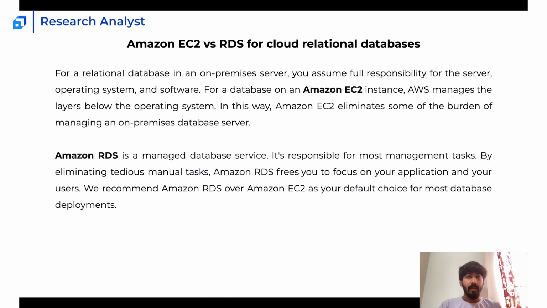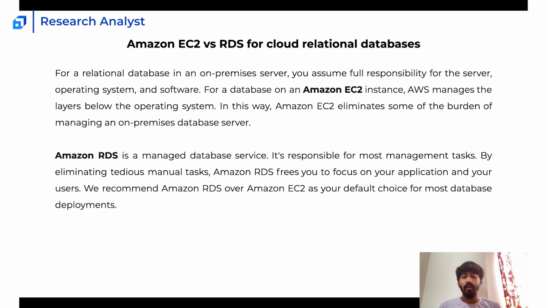So let's compare EC2 versus RDS for cloud relational databases. We've already seen EC2 in the EC2 tutorial. EC2 is basically a service which can give you an instance. An instance is basically a server on whichever operating system you choose. For example, if you need a Linux server, you can create one.